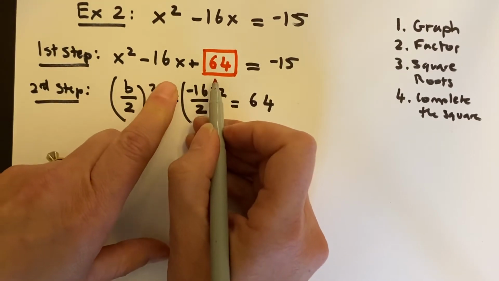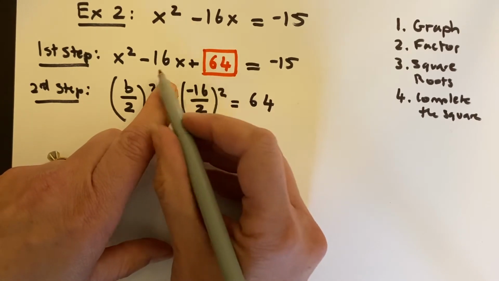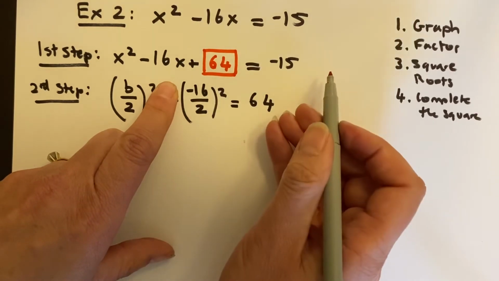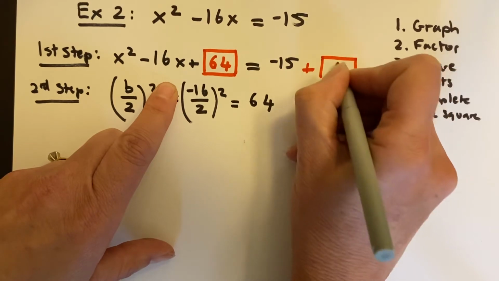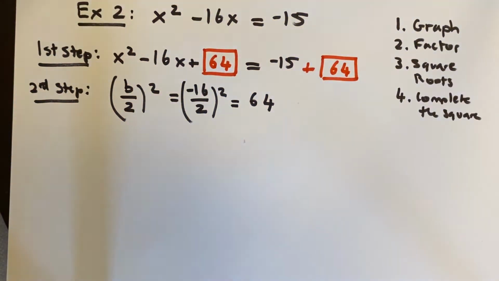I can't just throw a 64 in an equation. I'm not allowed to do that because it changes the whole balance. Whatever I add to one side, I have to add to the other. And so I have to add a 64 here too, or else I'm going to be really messed up.